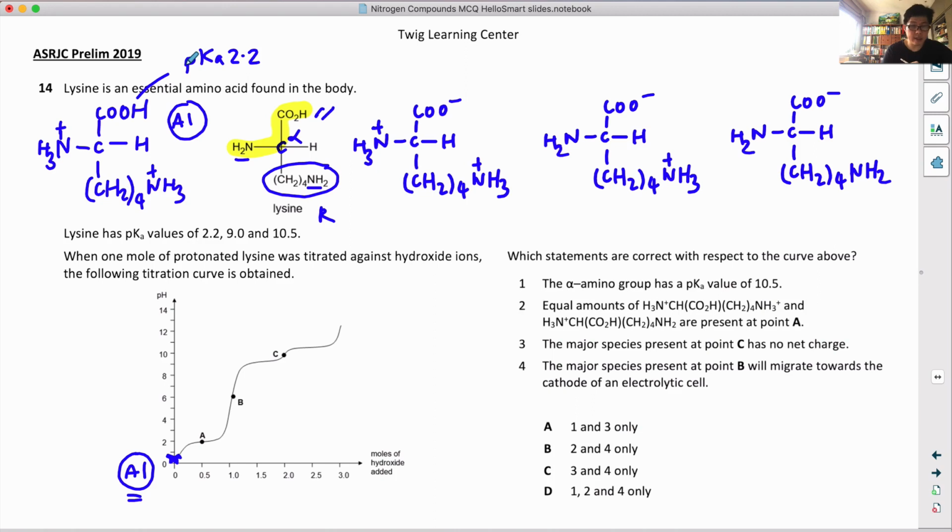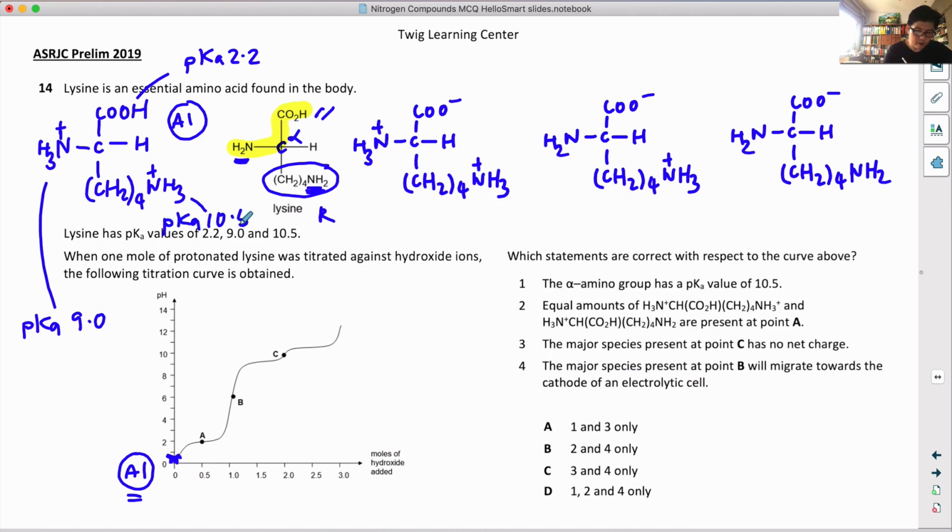The next most acidic group is this one here, the conjugate acid of the main amino group, on the main chain. We know this one, which I went through already, has a pKa of 9.0. The R group, this NH3 plus, is the weakest acid. So I'm going to write down pKa 10.5.